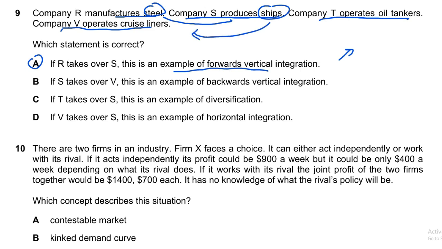If two firms merge with each other that have no connection to each other, that is conglomerate or diversification. And when two firms merge with each other that are at the same stage of production and they are in the same industry, that is called horizontal integration. So I have told you all the definitions of all other concepts given in this question, and option A is the correct answer. Hope you understand that.